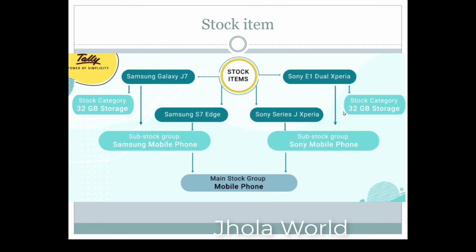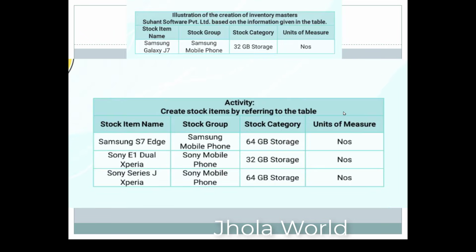Whereas for Sony we have to create Sony E1 Dual Xperia and Sony Series J Xperia. Again the category is 32 GB. Okay, there can be more categories also for the same item, for 64, 128 GB also. So let us do that, but let me go ahead and see what else it says. This thing they have already given here. This is just a chart. So this is the question.